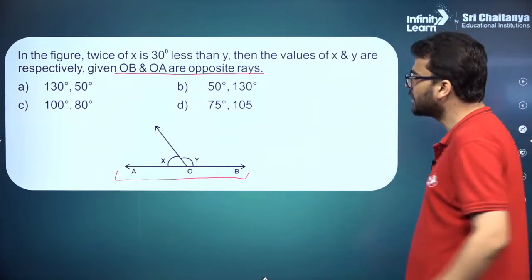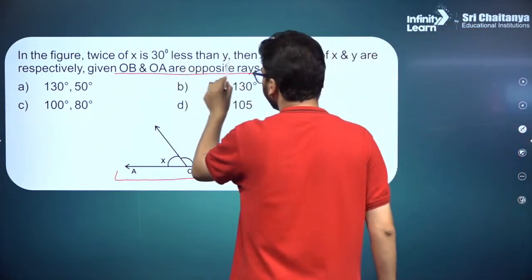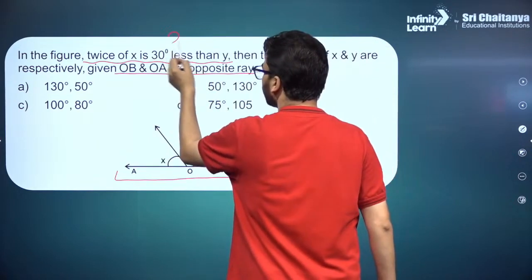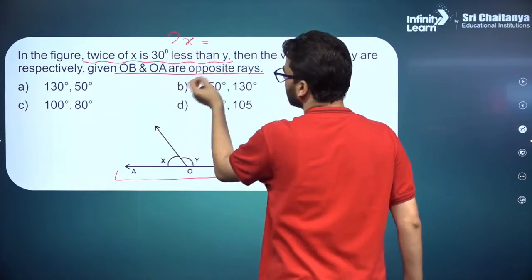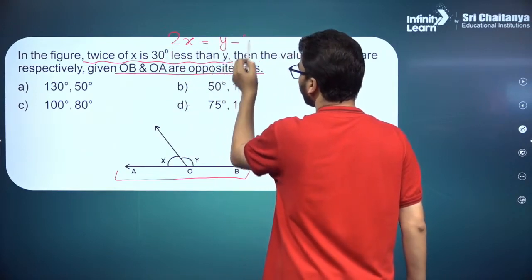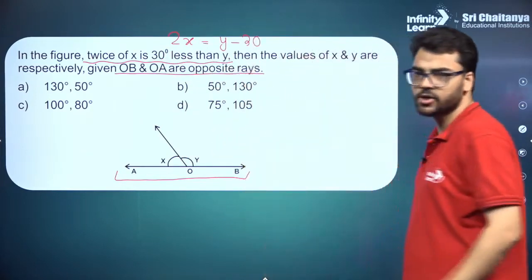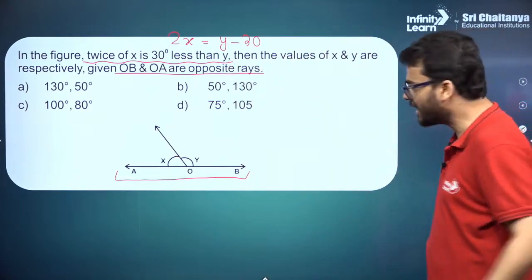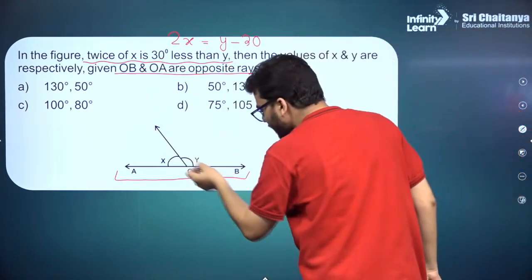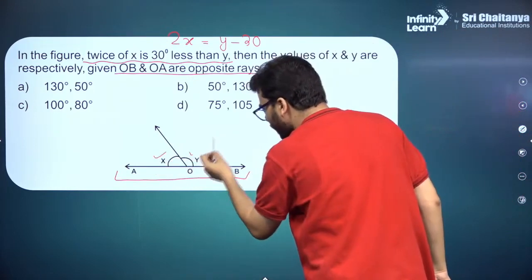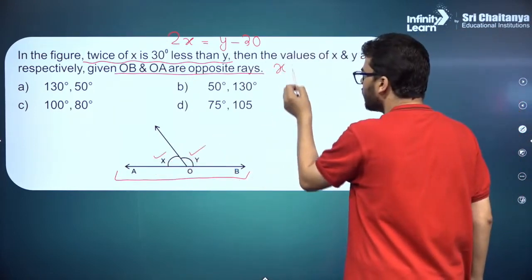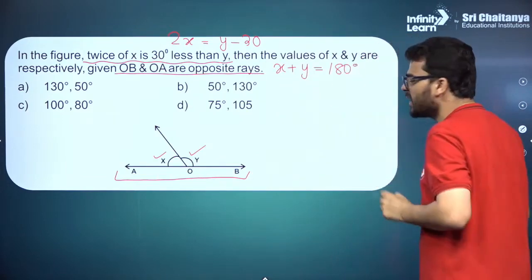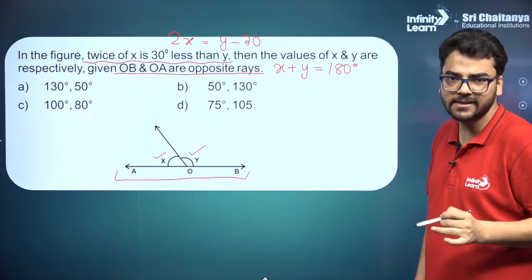Okay, so it is given that twice of x is 30 less than y. So twice of x is equal to 30 less than y, so y minus 30. This is the first equation or not? Now the other equation will be, these angles are forming a linear pair. X and y, they are forming a linear pair. So we can say over here that x plus y is equal to 180 degrees because the sum of the angles in a linear pair is 180 degrees, correct?